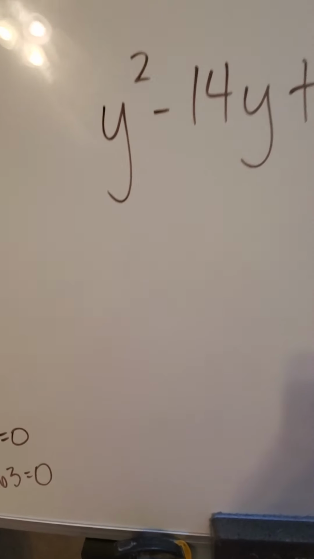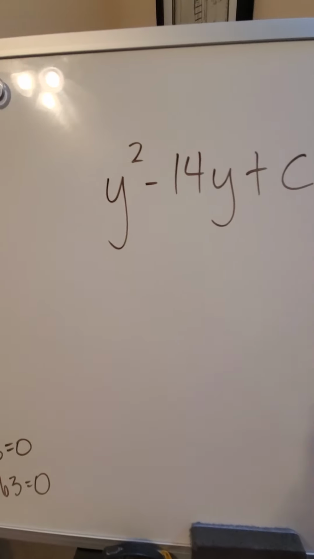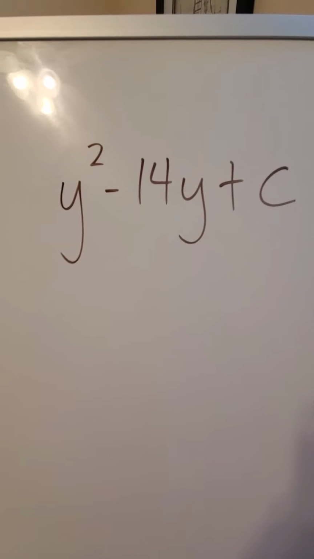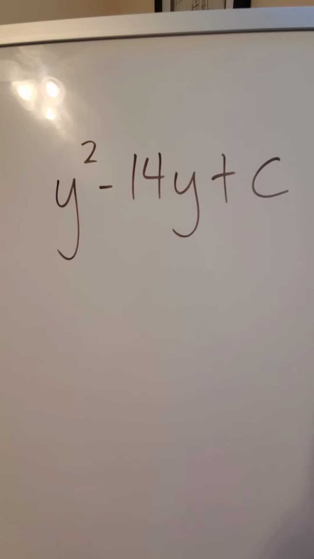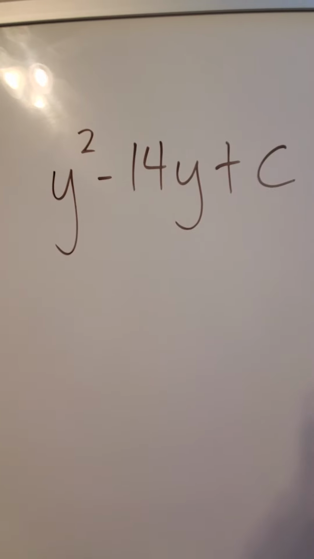Okay, here we go. We're going to look at completing the square. I noticed the first part of your exercise, they just want you to figure out what the value of C would be for it to be a perfect square.